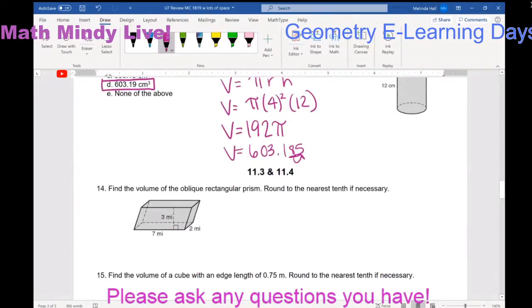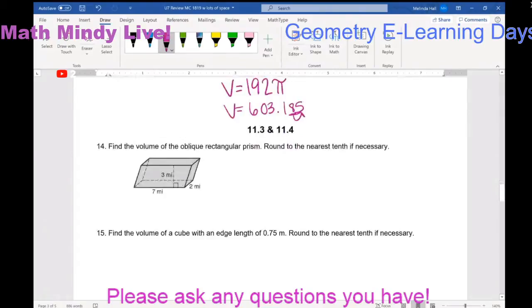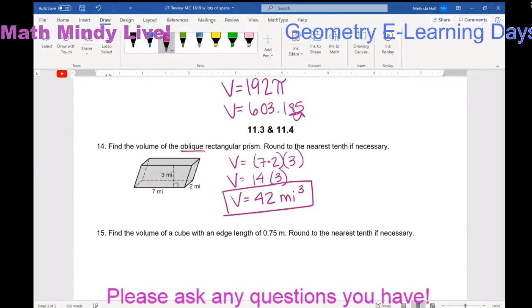So then, moving on down to 14, we want the volume of the oblique rectangular prism. Keep in mind, it doesn't matter that it's slanted. Oblique means that it's just a slanty one. So since we are going to find that volume, we're just going to have volume is base area, so 7 times 2 times our height, which is 3. And so 7 times 2 is 14 times 3. 14 times 3 is 42, and that would be miles cubed. Okay.